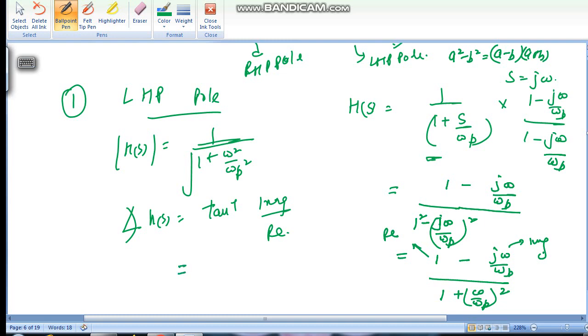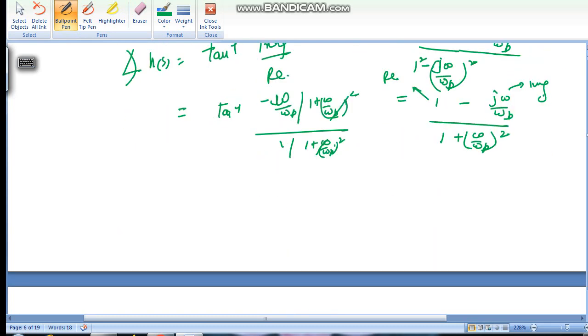So this will be tan inverse of minus omega upon omega p divided by 1 plus (omega upon omega p) square, divided by 1 plus (omega upon omega p) square. So this will cancel, so this equals minus tan inverse of omega upon omega p. Okay, this will be our phase.